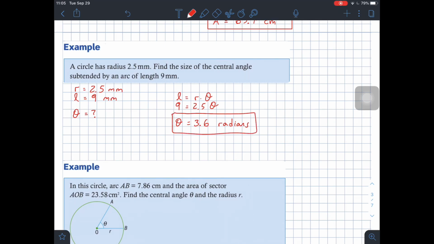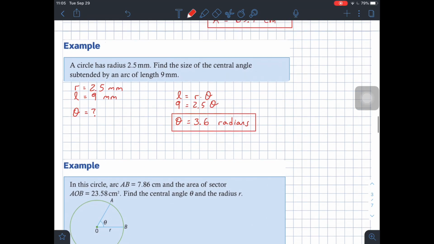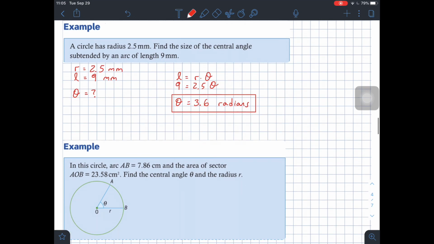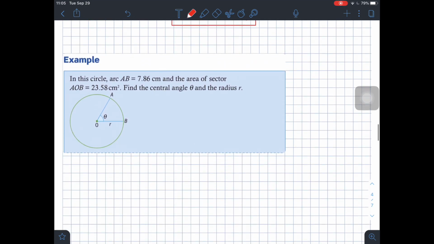If the exercise asks for theta in degrees, then we will have to convert this to degrees, which is something that you should already know how to do. Okay, but if it doesn't ask, we can leave the answer in radians and that will be fine. Okay, so that's it for that example. Now let's move on to the next one.